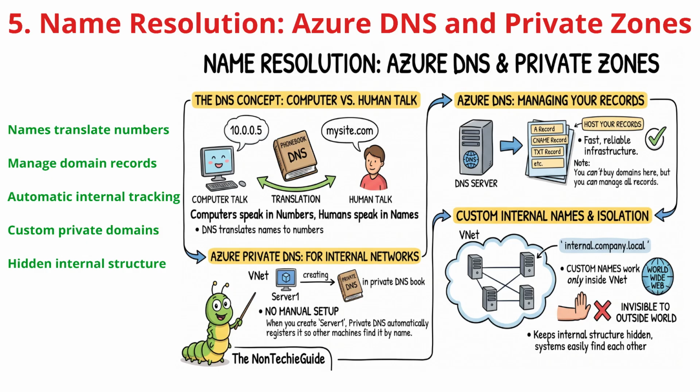But for your internal world, there's Azure Private DNS. This clever service requires no manual setup. It automatically keeps track of your virtual machines so they can find each other by name. Best of all, you can create custom internal names that only work inside your network. This keeps your internal structure hidden from the outside world while making it simple for your systems to communicate.